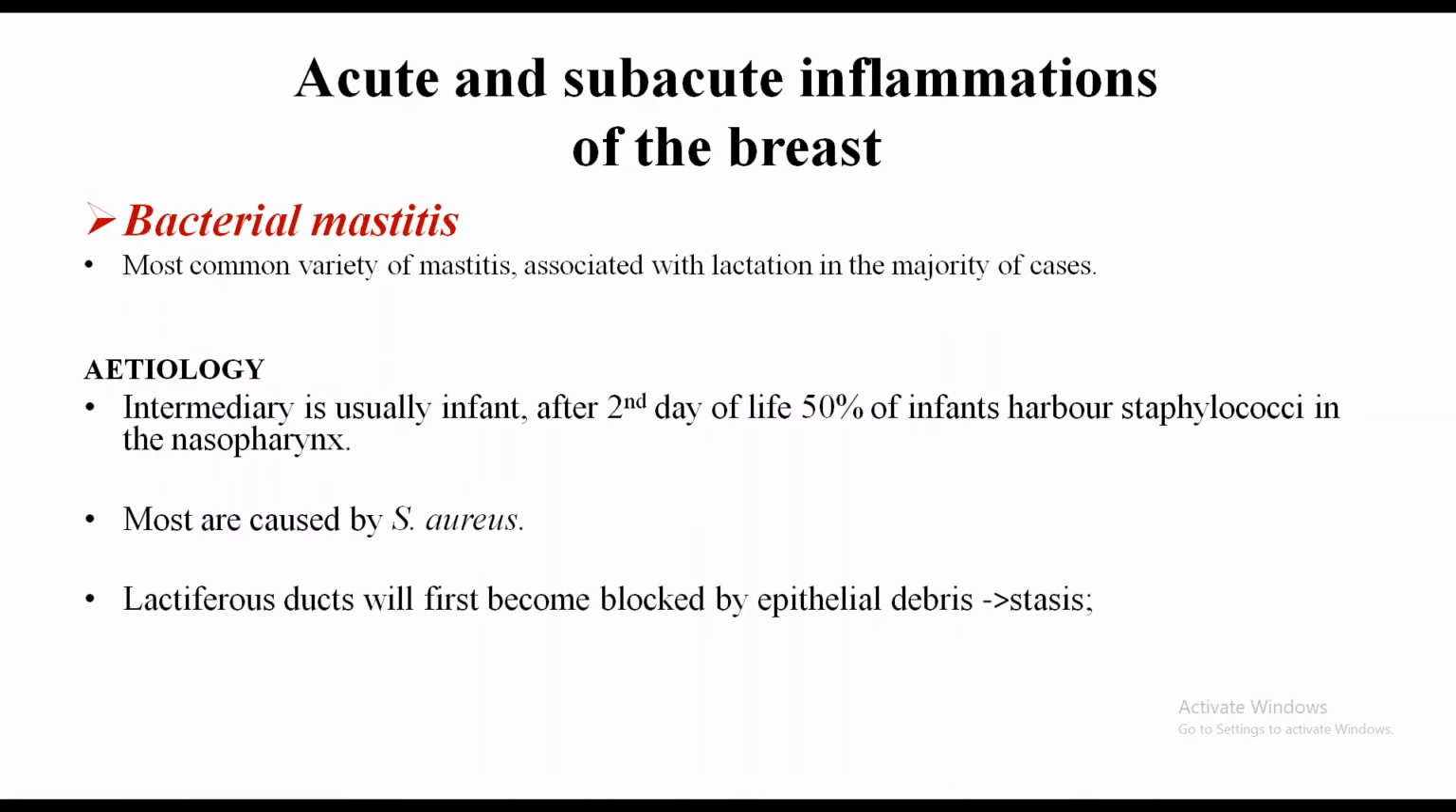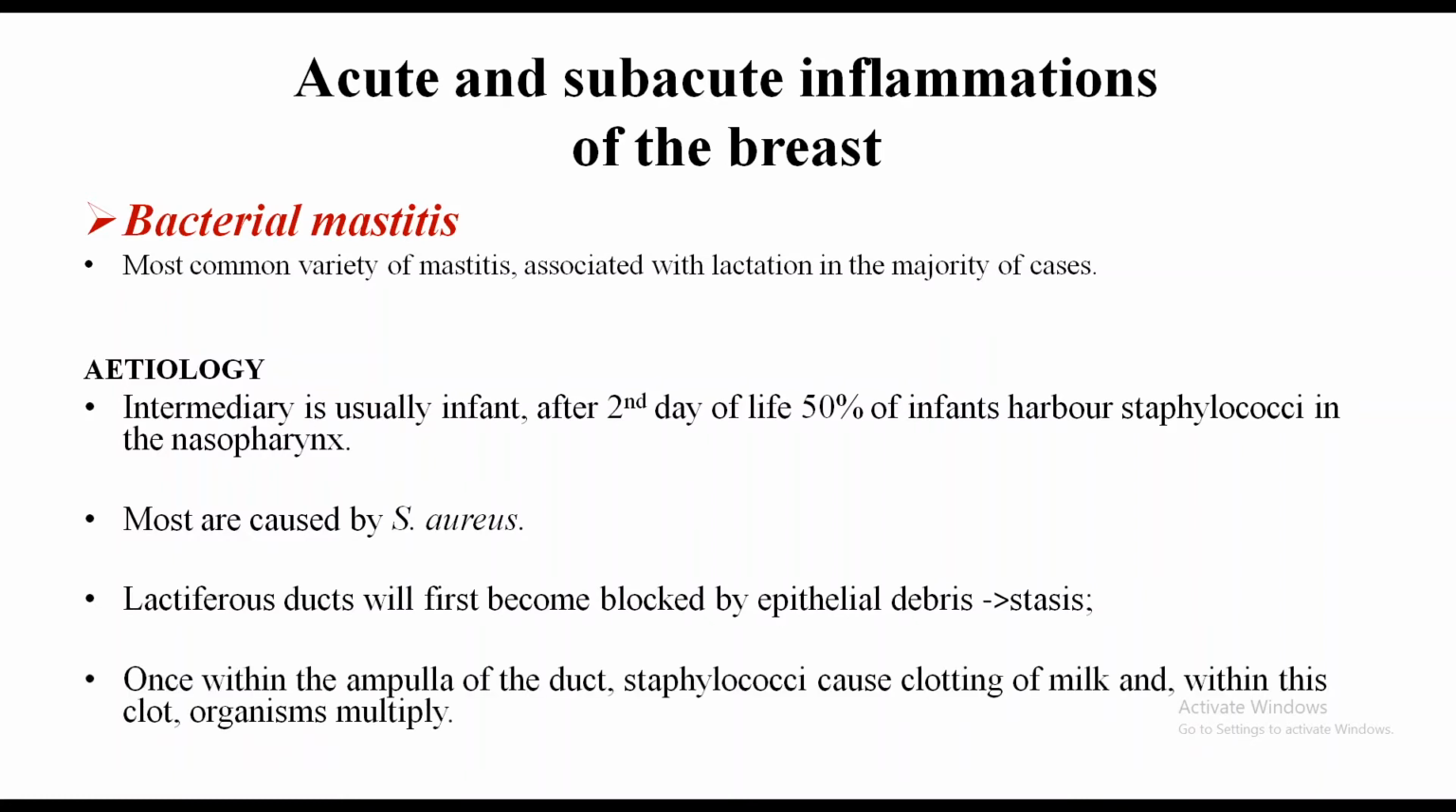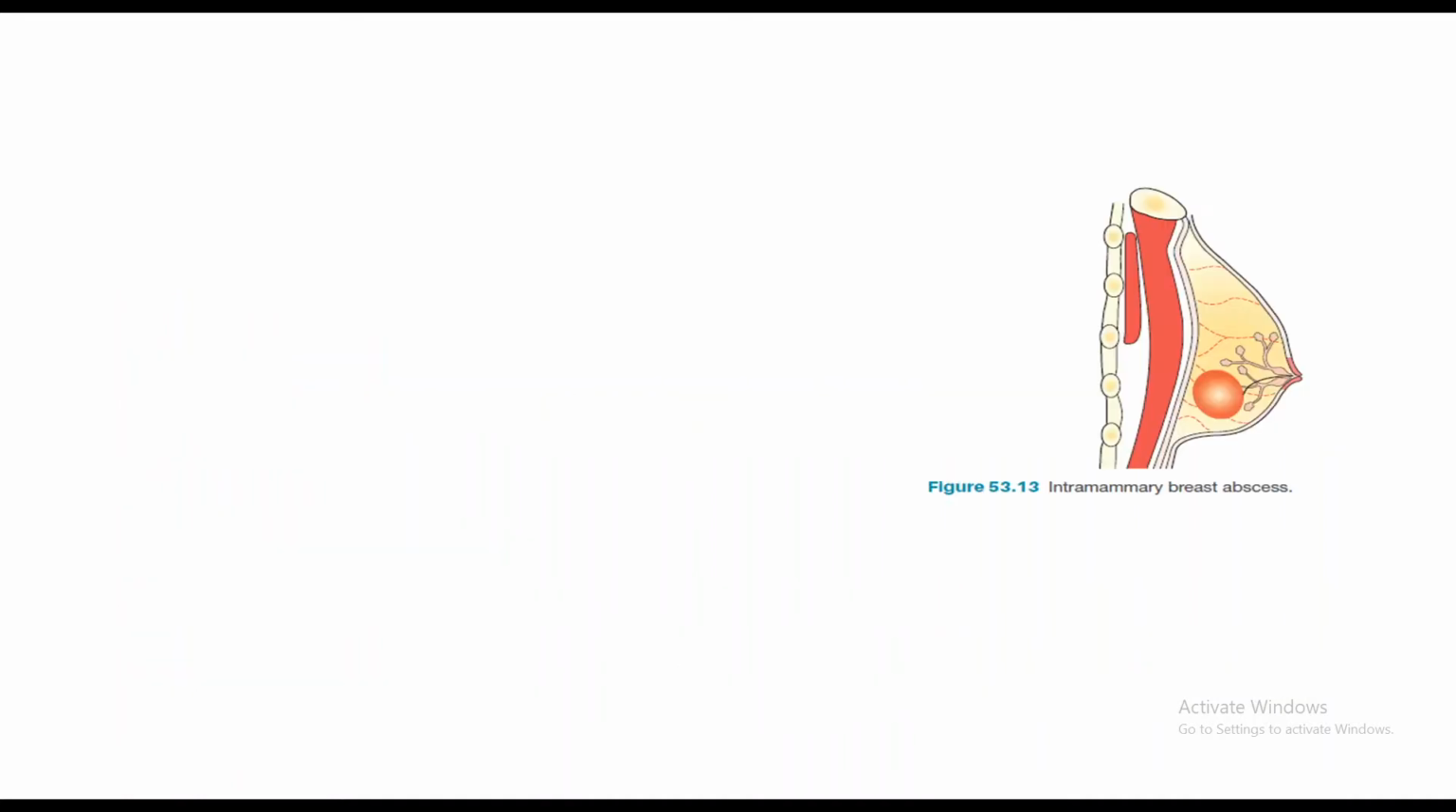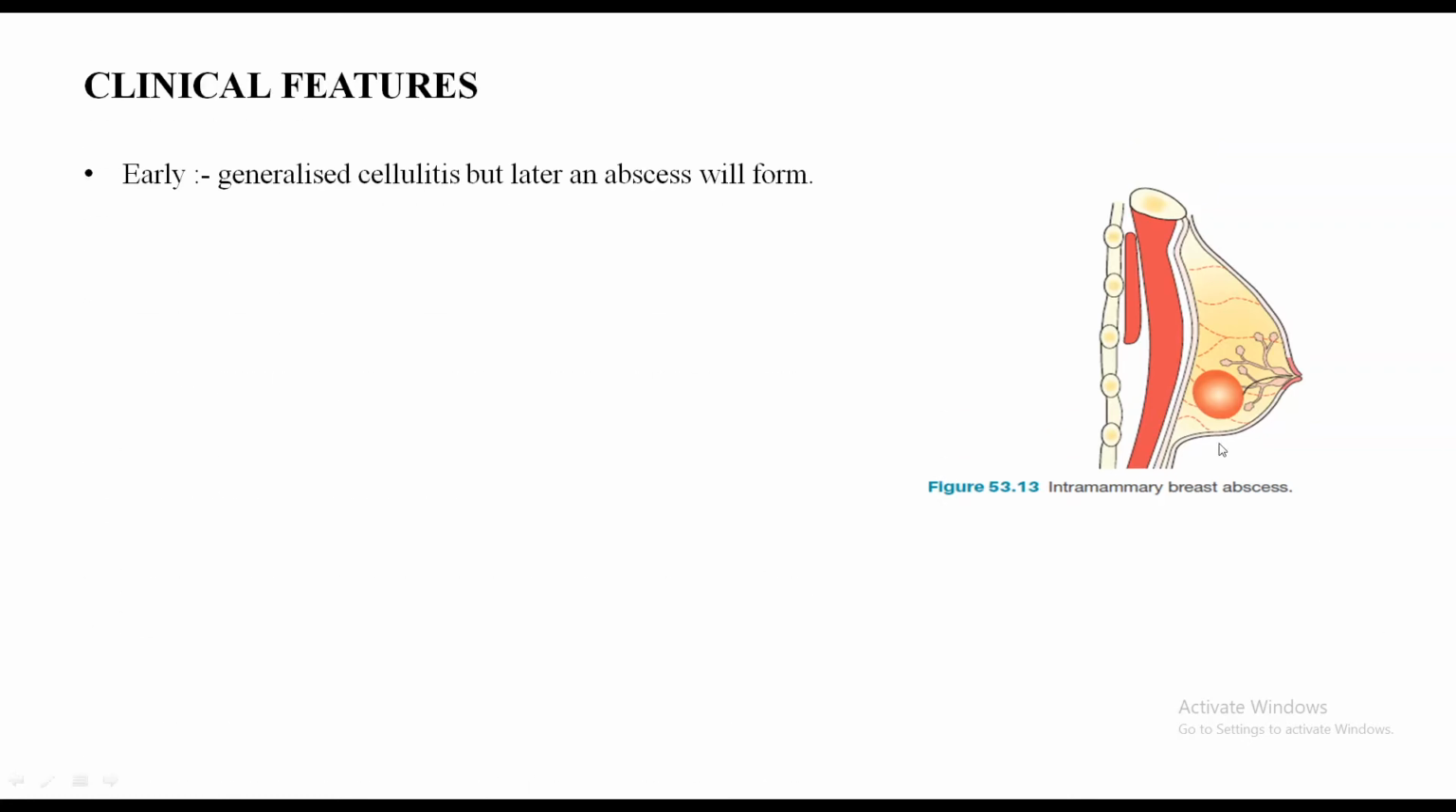The lactiferous duct will first become blocked by epithelial debris, which leads to stasis. Once within the ampulla of the duct, the staphylococci cause clotting of the milk, and within this clot the organism multiplies and infection proceeds. So, these are the clinical features. You can see this may be a pre-forming abscess. Early there is generalized cellulitis, but later when it is localized, it can lead to abscess formation.